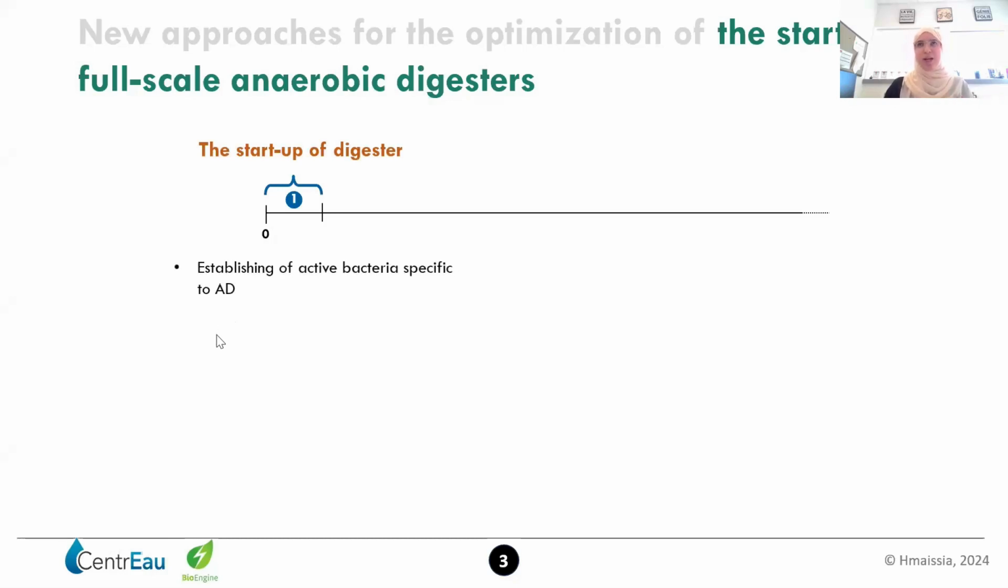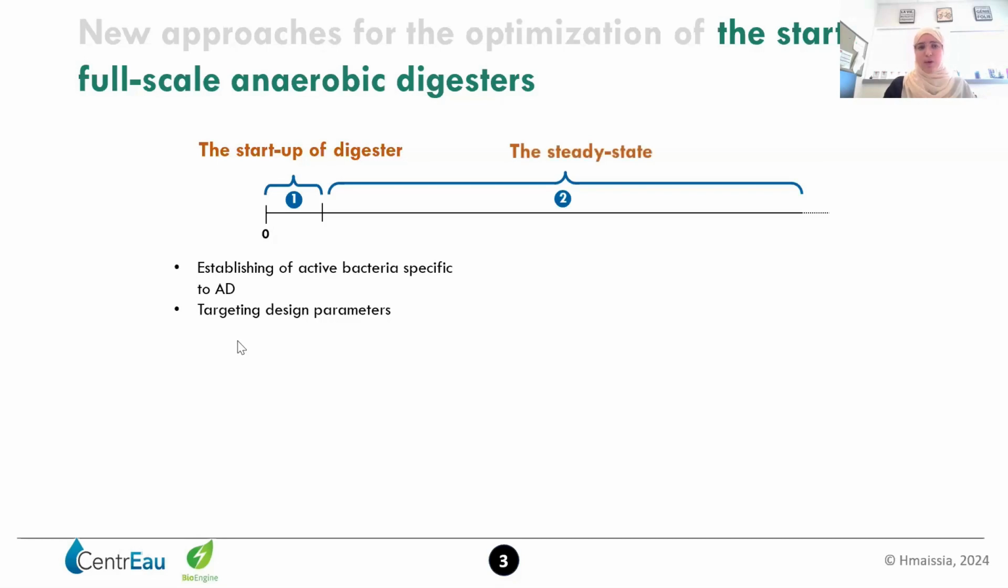So at the beginning, we will have a small amount of bacteria that can biodegrade our organic waste. And we want to adapt them to specific design parameters of our process. For example, if we target to biodegrade our waste at 50 degrees Celsius, we will be increasing the temperature progressively in order to attain the value that we want.